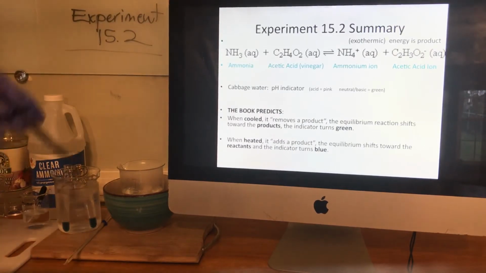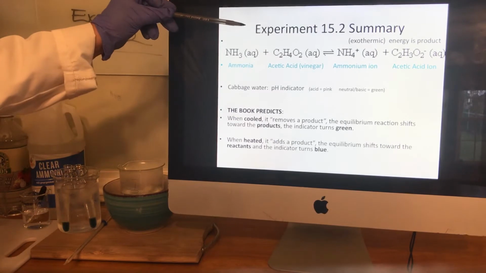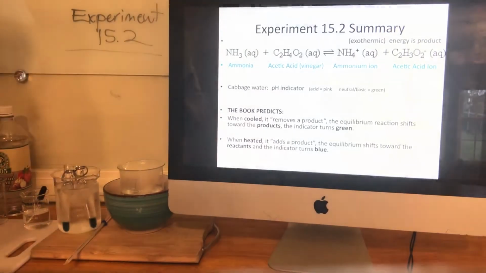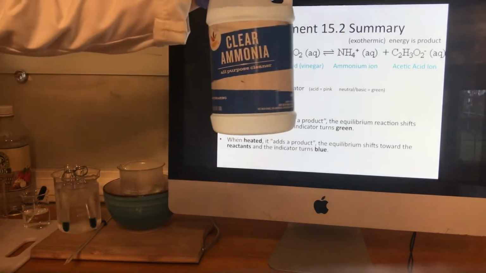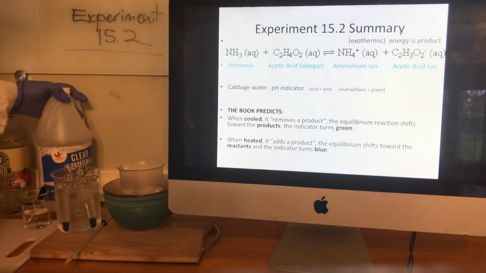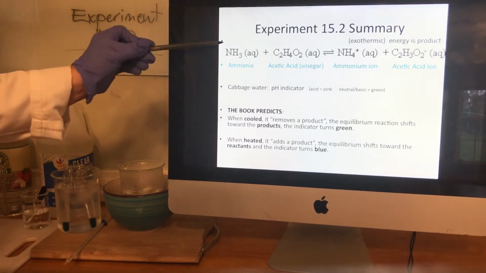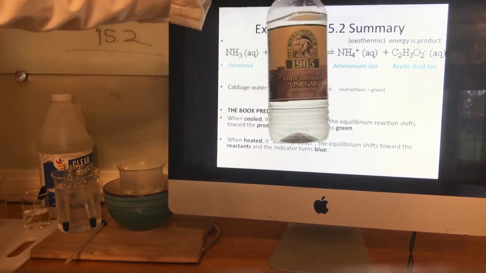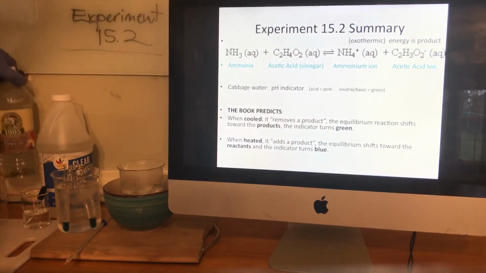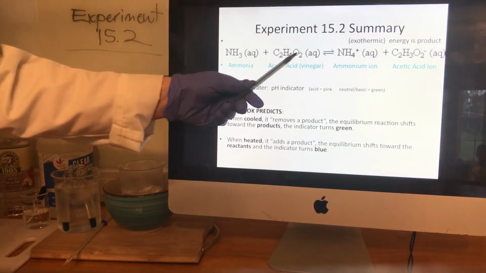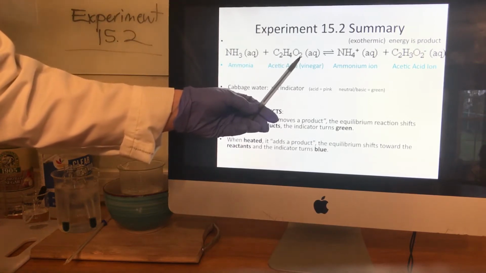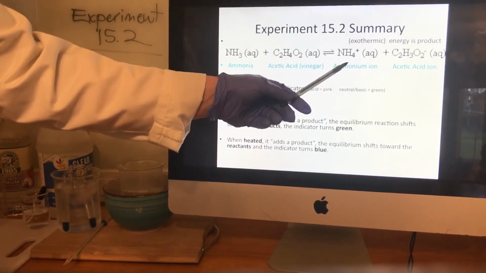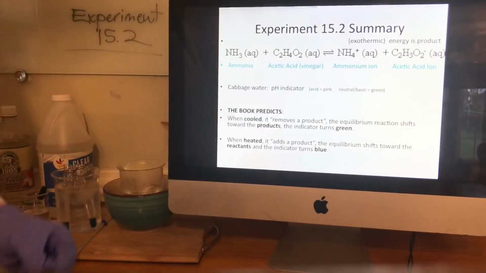So let's take a look at the summary of the experiment that we're doing. We start off just by working with a regular ammonia. So this is the container that I used. That's the NH3. And we're combining it with the vinegar that has acetic acid in it. And this is the formula for acetic acid, the C2H4O2. And then they'll combine to form an ammonium ion and an acetate ion.